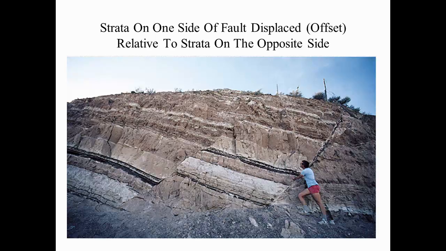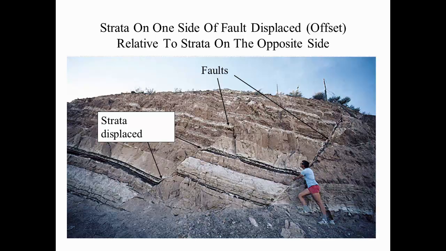And here we see, again, a couple of faults. This particular geologist is quite amazed at these features. But the faults themselves, which are clearly visible in the photograph, follow any one of these rock layers, and we see displacement crossing from one side of the fault to the other.